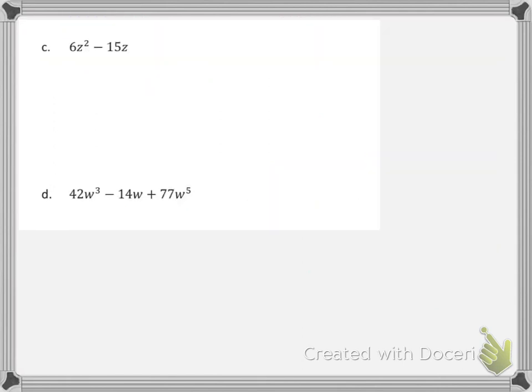C. I need the GCF of 6 and 15. Well, 6 doesn't go into 15. The next biggest factor of 6 is a 3, and 3 does go into 15. So 3 is part of my GCF. Each of these terms have at least one z, so z is the other part. So 3z is my GCF.